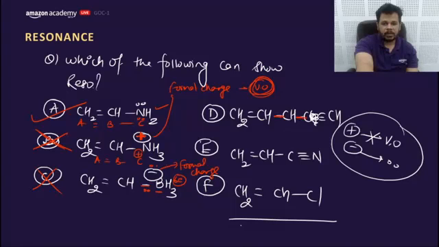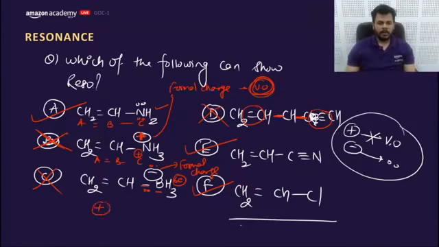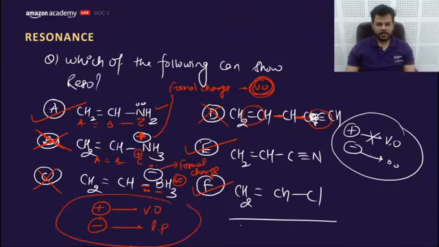It has two single bonds, two sigma bonds between a double bond and a triple bond. That means this will not show resonance. This can show and this also can show. That means the answer would be AEF, AEF only. What is the point to raise? Every positive charge is not a vacant orbital, whereas every negative charge does not represent a lone pair. If it is like that, then this positive or negative charge will not participate in the resonance.